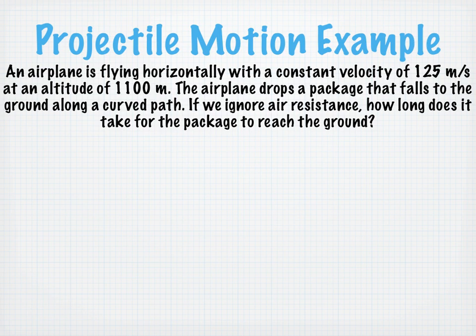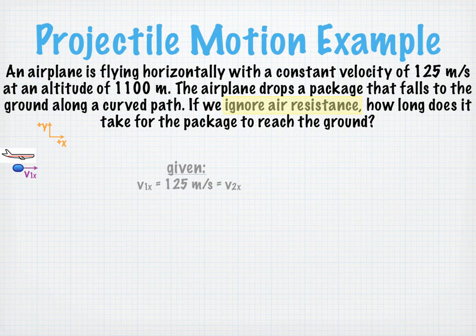What information does the problem give us? The airplane is moving with a constant velocity of 125 meters per second, so when the package is dropped by the airplane, it is moving with the same value as its initial horizontal velocity. Since we're ignoring air resistance, this is also its final velocity. We'll say that to the right and upward are the positive directions.